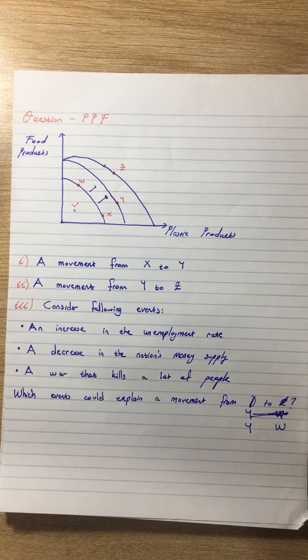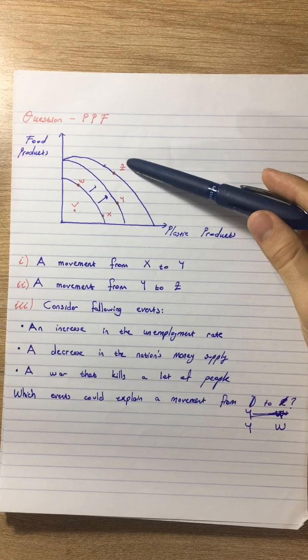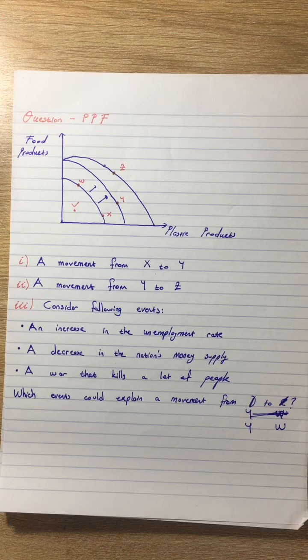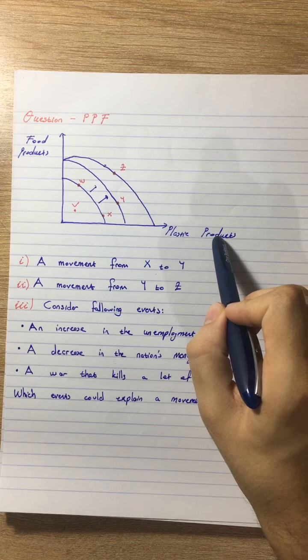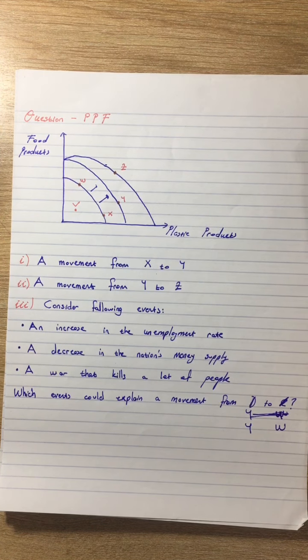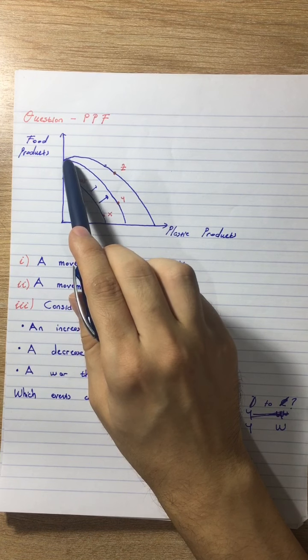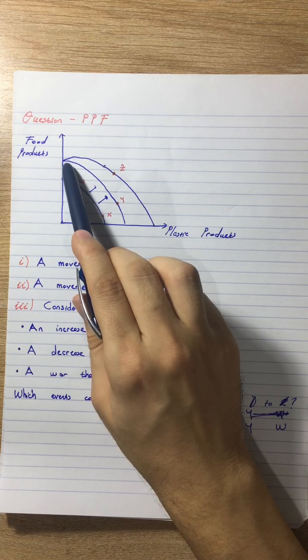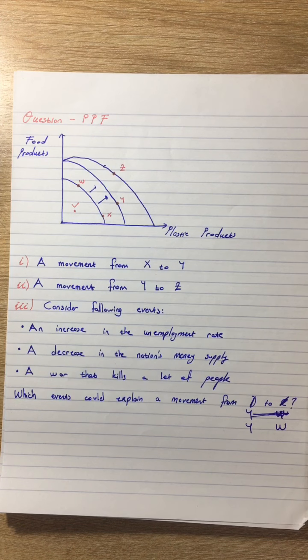In the second part, we are asked to find why a movement from Y to Z could occur. From Y to Z, we again realize an increase in production capacity, but only in the plastic industry. As you can see, there is an increase in plastic production capacity, but there is no increase in the food industry. So it's a special case for the plastic industry, and an explanation could be a technological development only in the plastic industry.